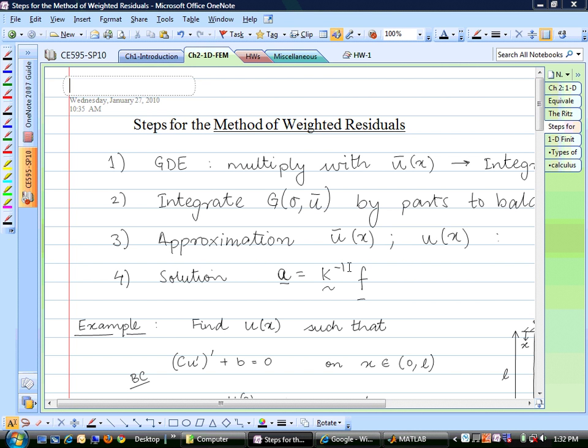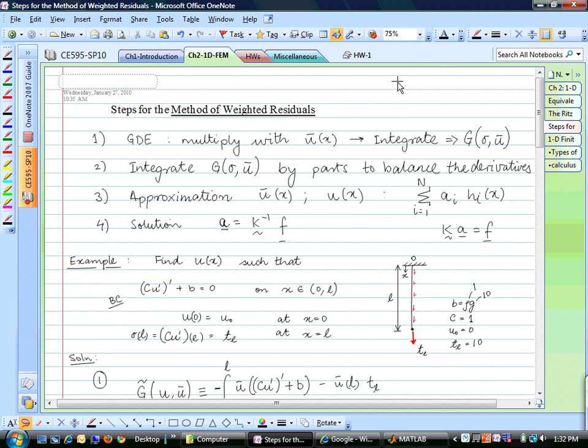Okay, so let me briefly go over what we were doing last time. So we started to take a look at these steps that we've been following for the method of weighted residuals. So let me actually switch this to better zoom.